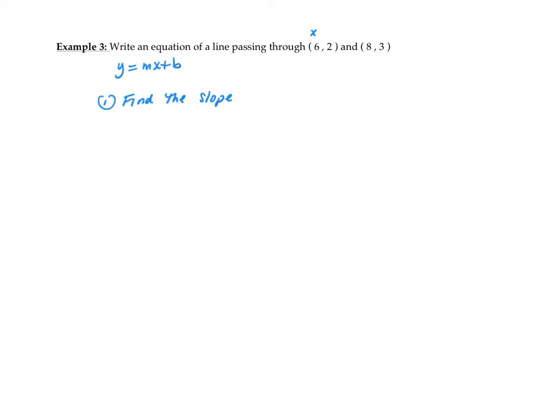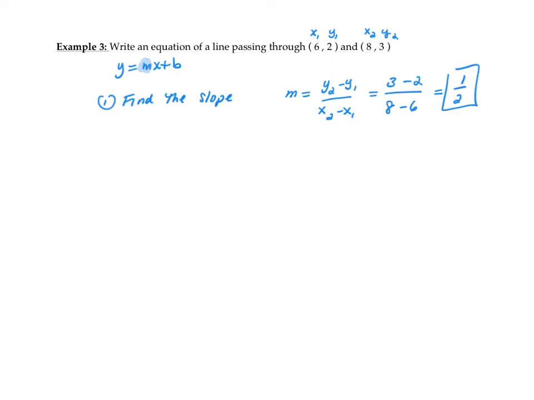So this is your point x1, y1. This can be x2, y2. And we're going to plug those 2 points into our slope formula, y2 minus y1 over x2 minus x1. So we'll take and do 3 minus 2 and divide it by 8 minus 6. 3 minus 2 gives us positive 1. 8 minus 6 gives us 2. So our slope is 1/2. All right, so we have found our slope so far.